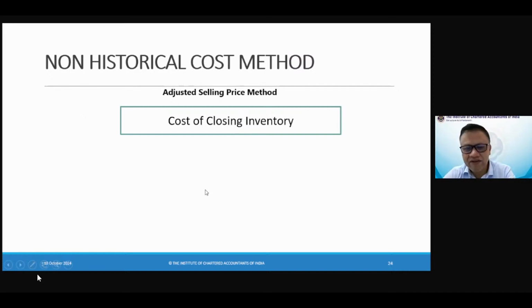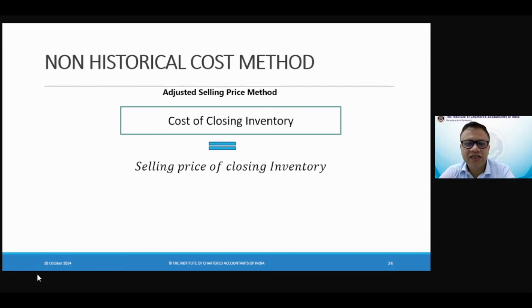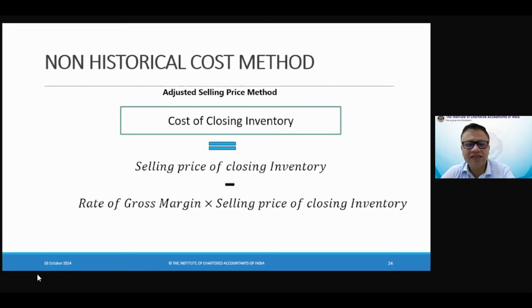Okay. Now we have the cost of closing inventory equal to the selling price of closing inventory minus rate of gross margin into selling price of closing inventory. Now this rate of gross margin into the selling price of closing inventory is giving me the unrealized profit which is inside the closing inventory. So if you want, you can take a snapshot of this. Remember this formula for the calculation of the adjusted selling price method.